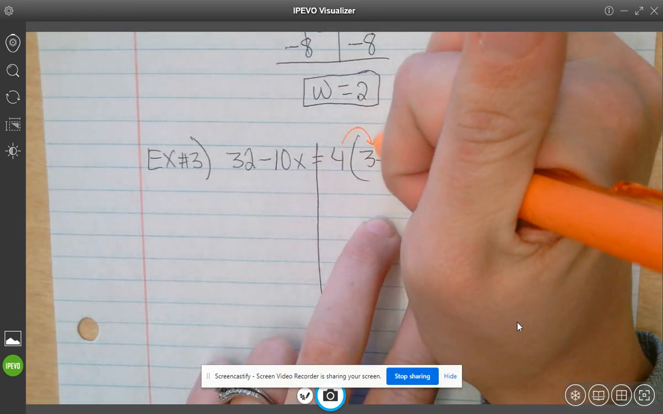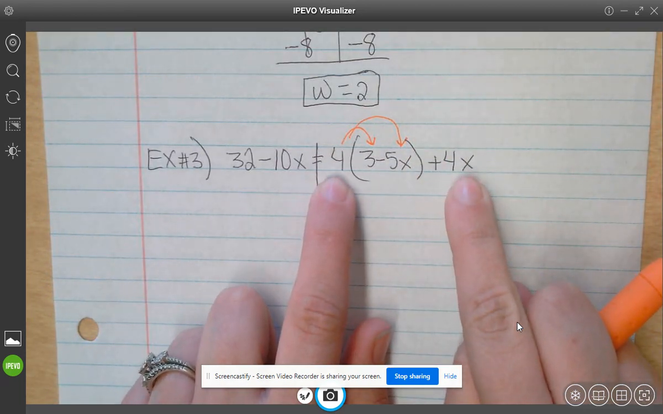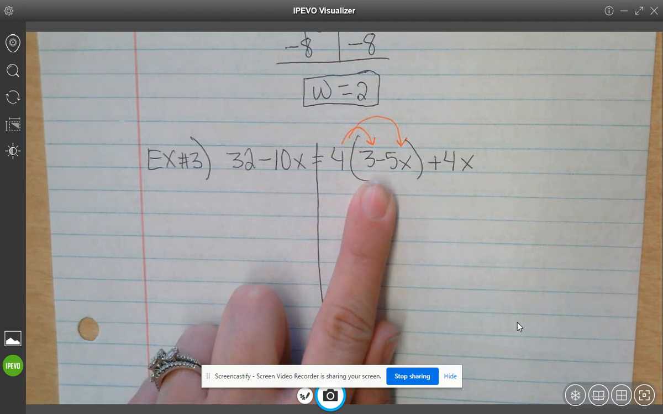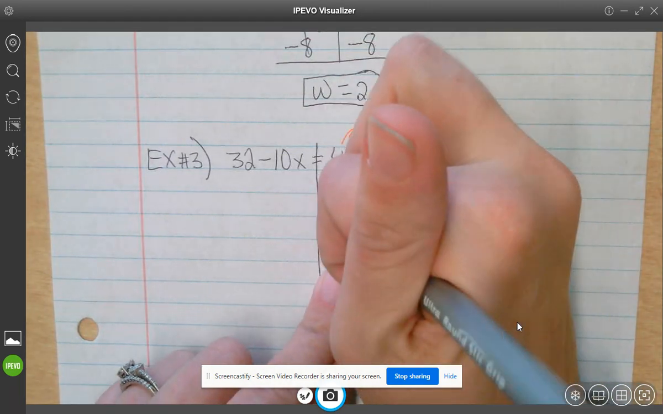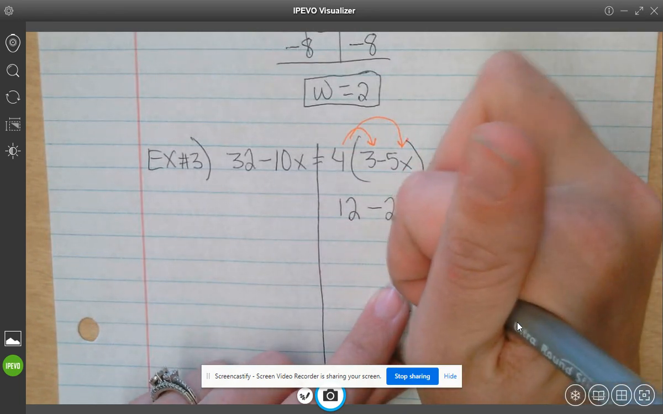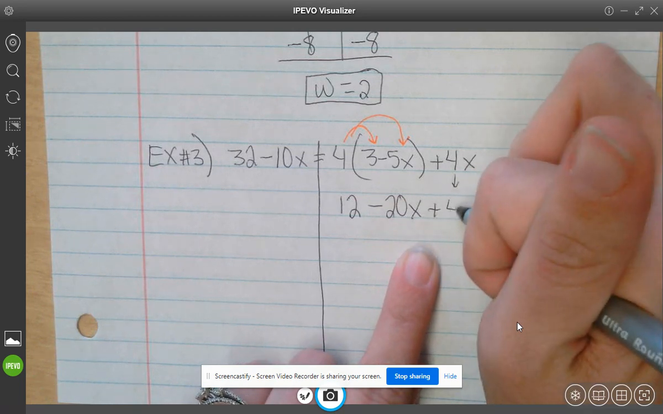So my first step is still going to be to distribute. I don't take the 4 times the 4x over here because that's outside of the parentheses. So I just focus on these first. So 4 times 3 is 12. 4 times -5x is -20x. And then I just drop this down, so plus 4x.